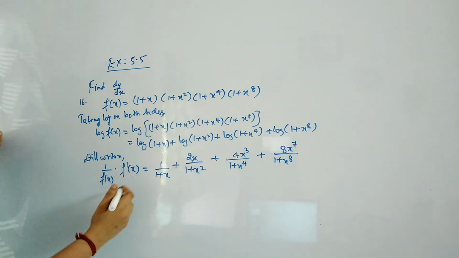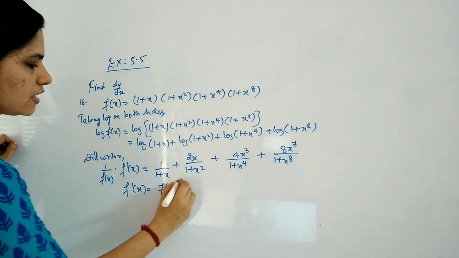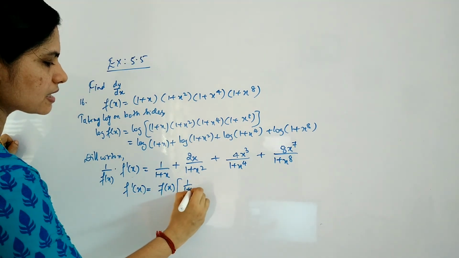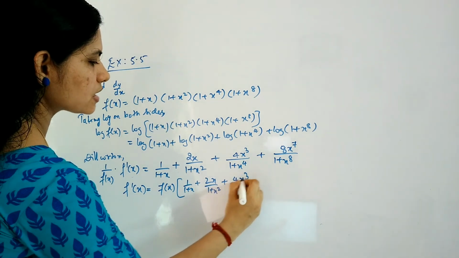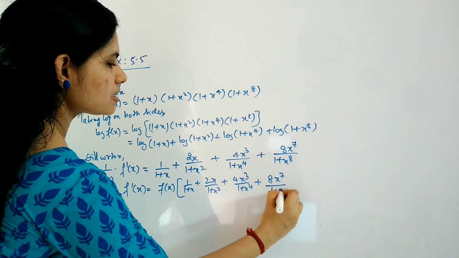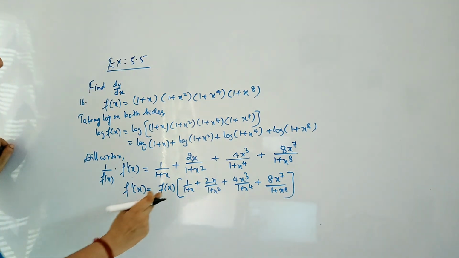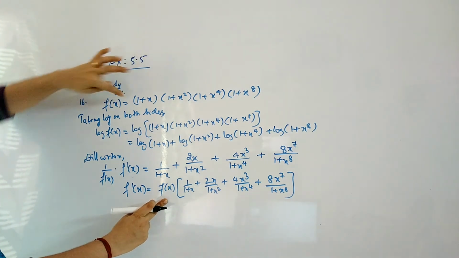So you take this to the other side. Therefore your f dash of x is f of x into 1 by 1 plus x plus 2x by 1 plus x square plus 4x cube by 1 plus x raised to 4 plus 8x raised to 7 by 1 plus x raised to 8. Replace the value of f of x. What is it? This one. This total is your f of x.